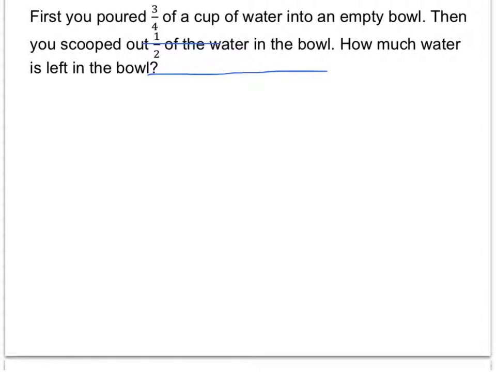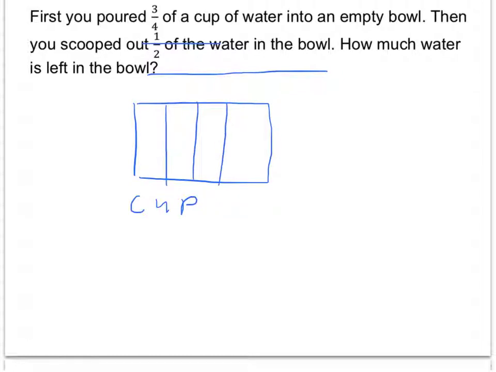So let's draw a picture to illustrate what this is saying. And so let's draw a box here to represent our whole, which is a cup of water. And then it says we poured 3/4 of a cup of water into the empty bowl. So let's break this up into 4 pieces. And it says that we poured 3 of those pieces into the bowl. So there's our 3/4 that we poured into the bowl. But then it says we scooped out half of the water in the bowl.